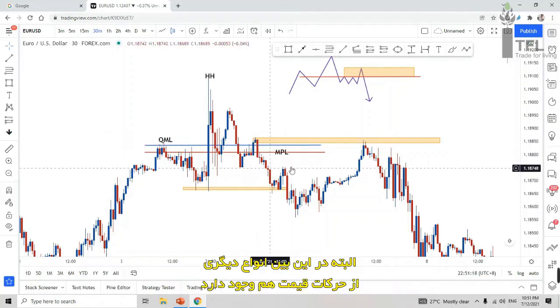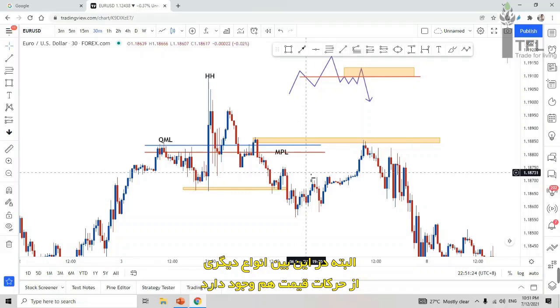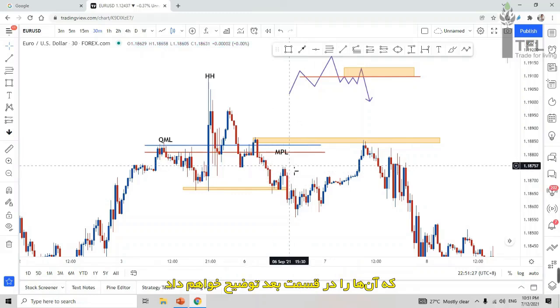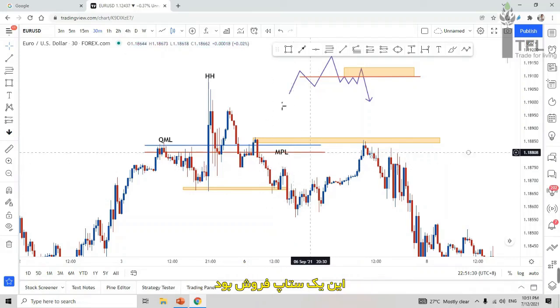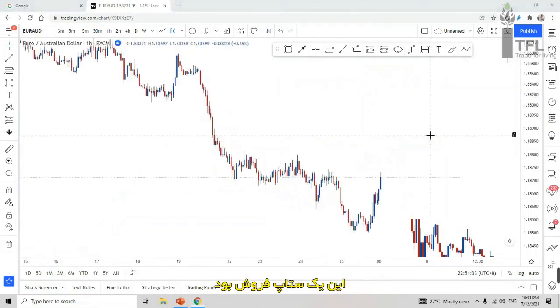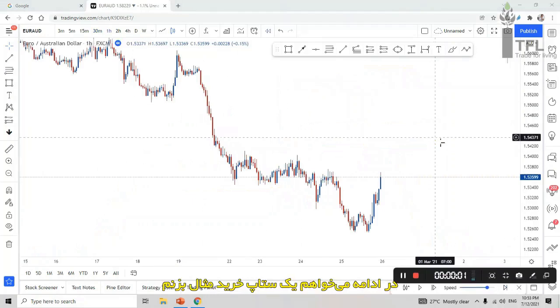And of course, in between there is some price action, which I'm going to show in the next episode. Right, so this is a sell setup. Next, I'm going to show you an example of a buy setup.